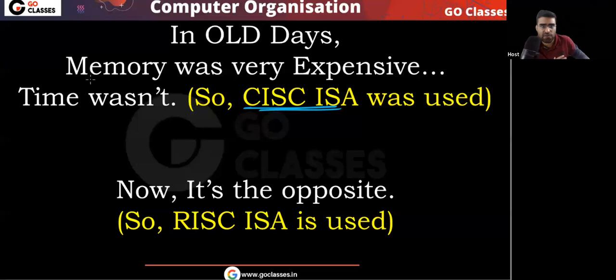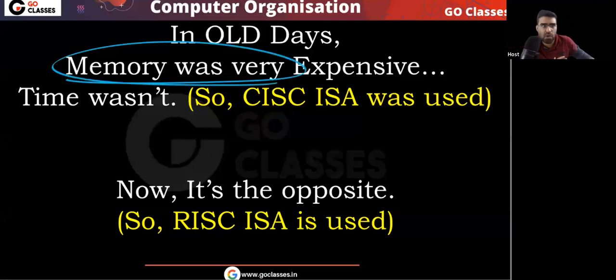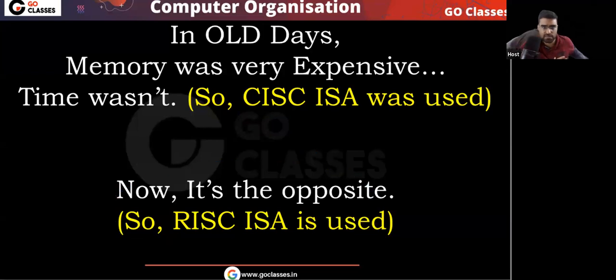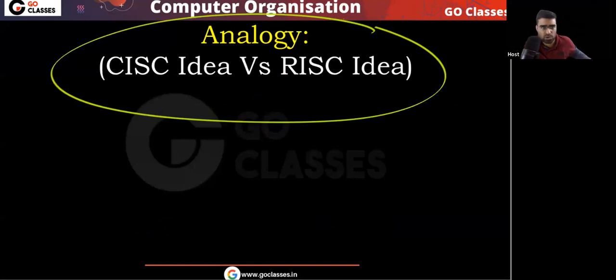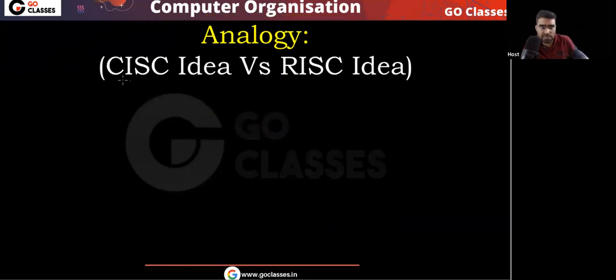So you can see when memory is expensive, then CISC architecture was used. Okay, nowadays we use the RISC architecture. Don't worry, this will become more and more clear. First, let me give you one analogy. The analogy is something like this, to understand the CISC idea versus the RISC idea.